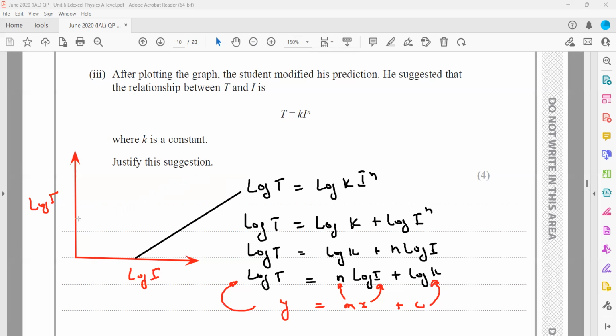So to justify this suggestion, what does it show? It shows that when we plot a graph between log t and log I, the y-intercept will be equal to log k. So from the graph, we can say that this graph will not start from origin, it will start above origin or from the y-axis. Or there will be a y-intercept, you can also say that.